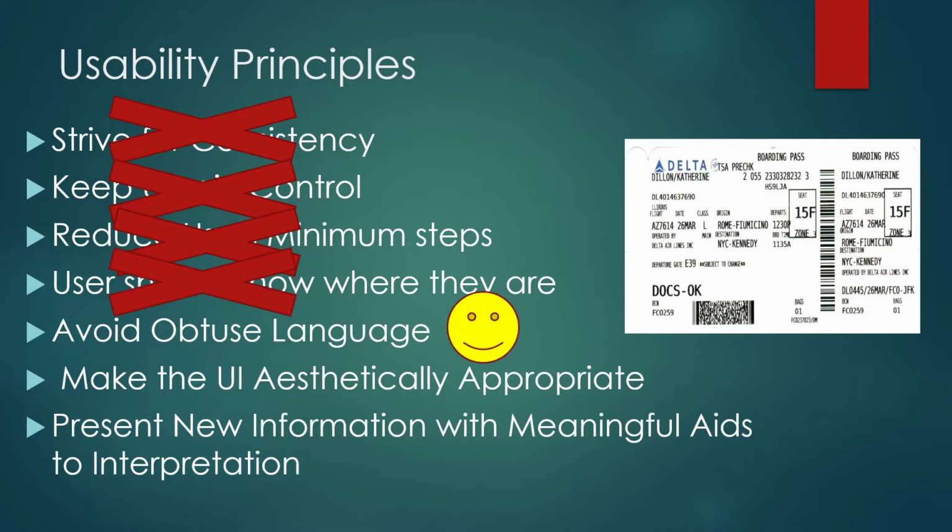Now, in terms of obtuse language, I actually have to say they did a decent job. Flight, date, class, origin, all that stuff is easily understood by a user. It's nothing complicated or out of bounds. Is it aesthetically appropriate? No. I could look at this and think it's a Metro Pass too, given how cluttered it is. It's hard to see what the important information is. Are there any plain symbols? Not really. So it's not very appropriate. Present new information with meaningful aids. There are no meaningful aids. There is incredibly small text, which is supposed to aid me to realize what this is, and that is clearly not the case.